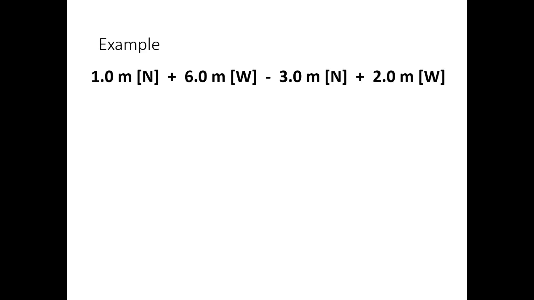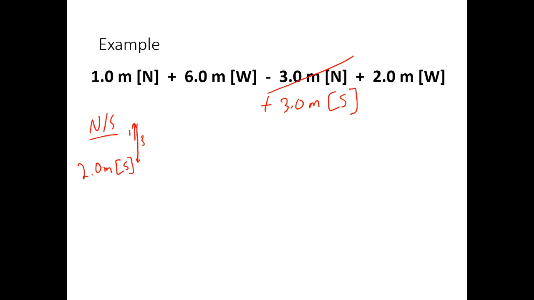Here's one where we have 4 vectors. I'm going to look along here and find that we just have one vector that is subtraction, so I'm going to change that around so it's an addition. Next, I'm going to group together my north and south coordinates. We have 1 meter north and then 3 meters south. If we add those together, in the north-south direction we're going to end up 2 meters south of where we started.